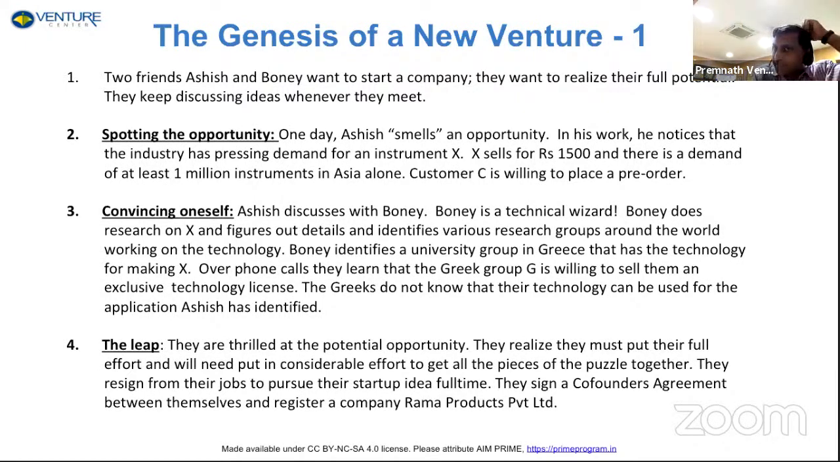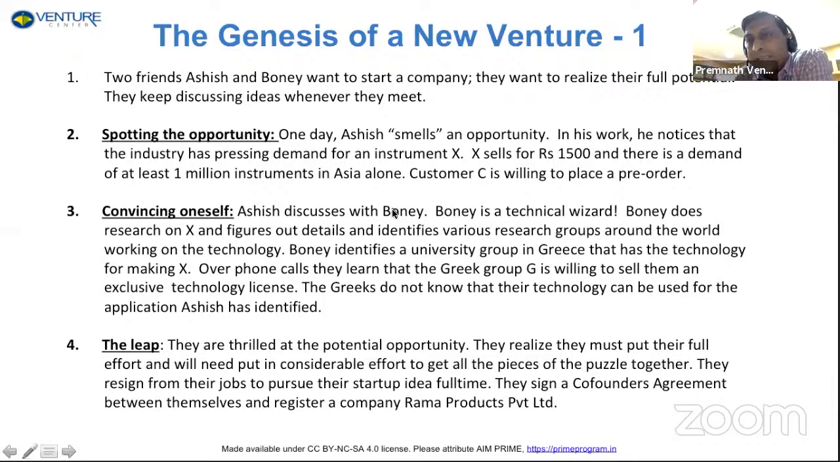And Ashish's company is not interested in doing it. They consider it a small opportunity, but he thinks this is the opportunity for his business. So he takes some time, chats with Boni, discusses with Boni. Boni is a technical wizard. Boni does all the research on this instrument X.